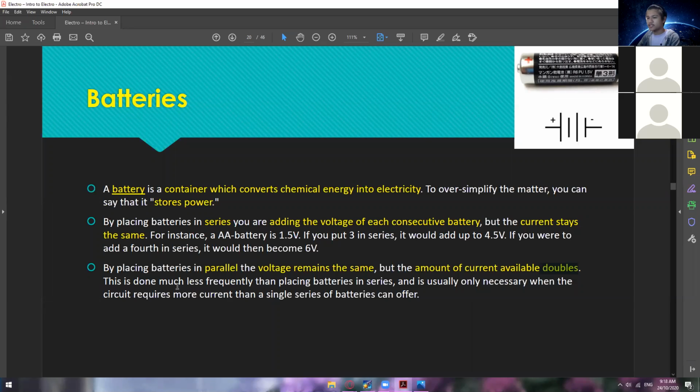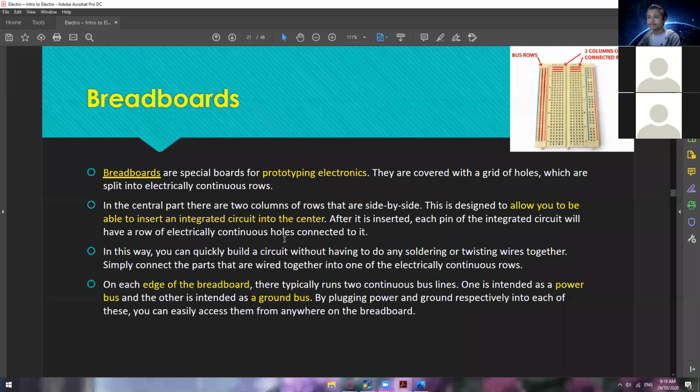This is done much less frequently than placing batteries in series, and is usually only necessary when the circuit requires more current than a single series of batteries can offer. There are other circuits which require more current, so you have to put the batteries in parallel. But if it doesn't need more current, then you can just put the batteries in series.